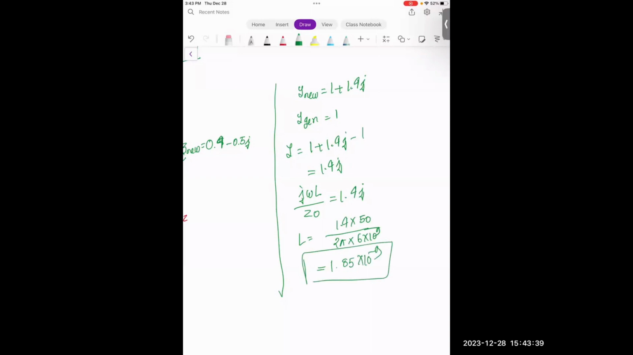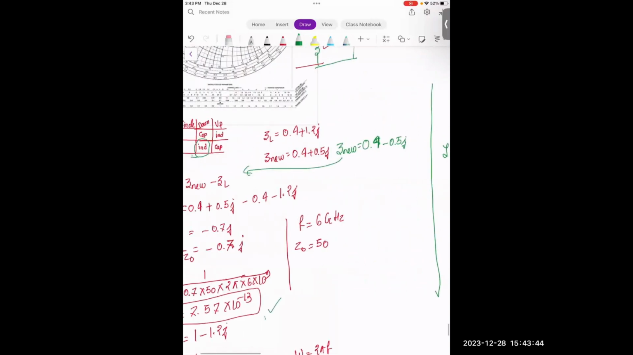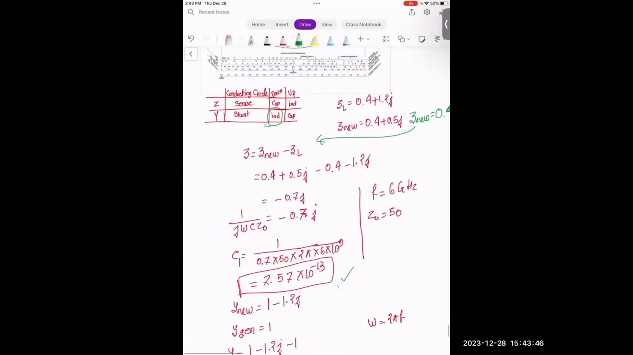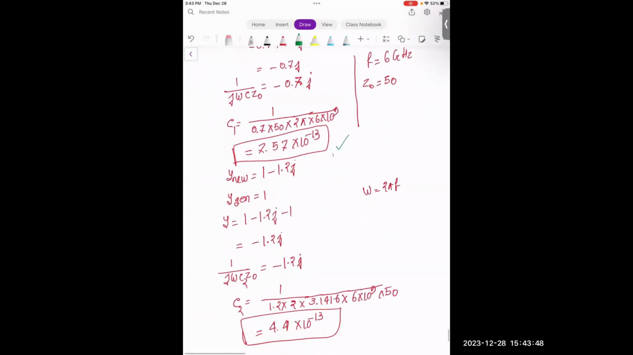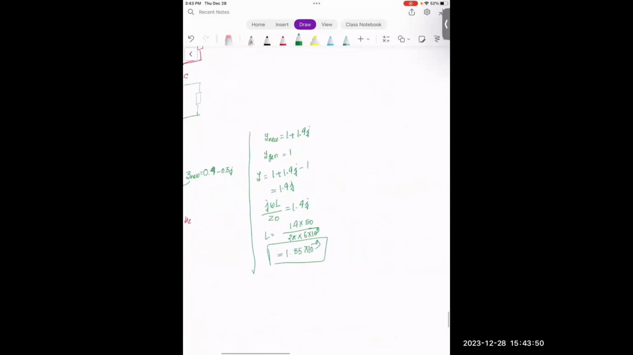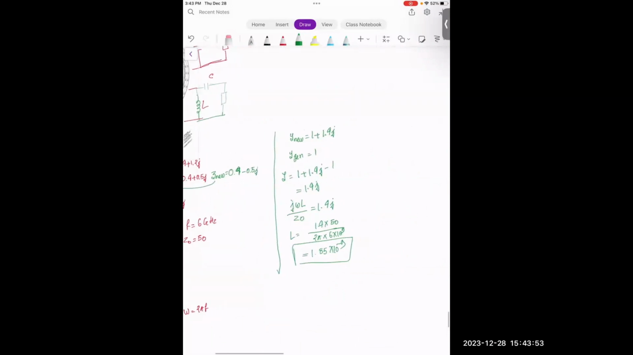So if the question asks for the L and C, do this; otherwise, if it is CC, you can go through the process up to there. And that's all. Thank you.